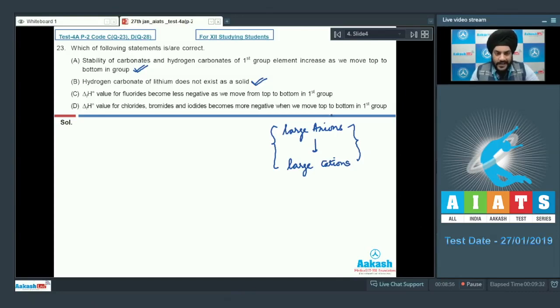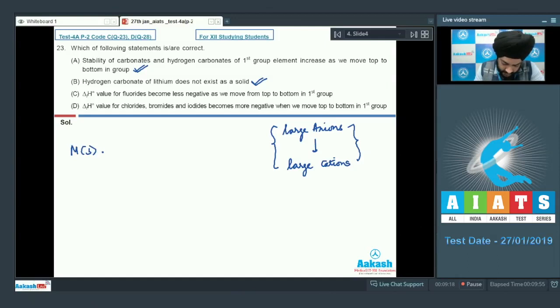In option C and option D, the examiner talks about the delta HF values for the halides of the alkali metals. Students, if we talk about the formation enthalpy values, it is a combination of a number of factors. We know about the Born-Haber cycle. So we can just roughly write it down.